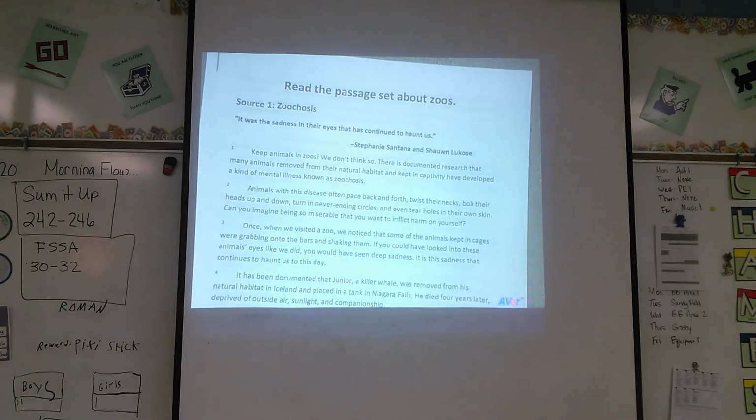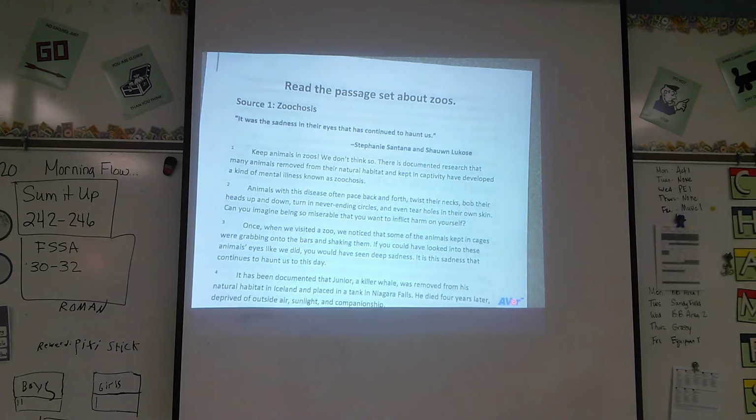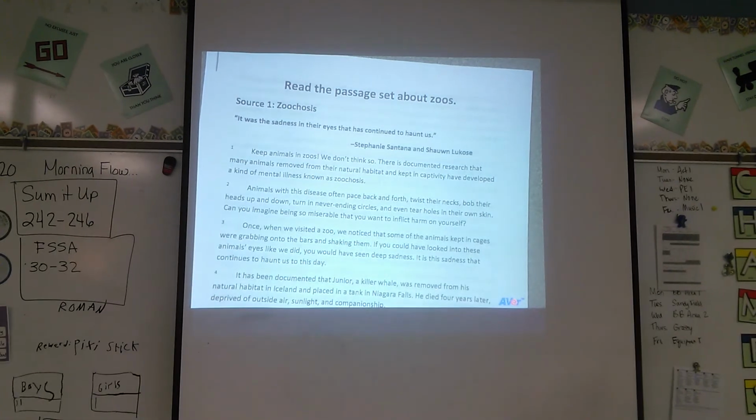Okay, so we're starting our third bend of our unit, and if we look at the standard, we're getting closer and closer to mastering our standard here, which talks about writing an opinion piece and supporting our point of view with reasons and information. Now, we're going to be using text sets because we want to become comfortable with the format of the FSA writing test.